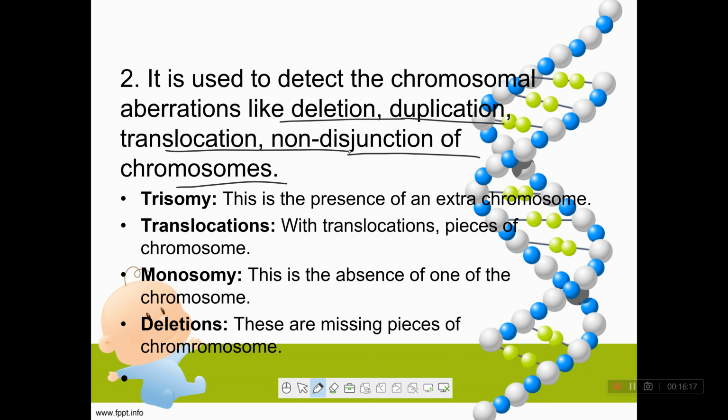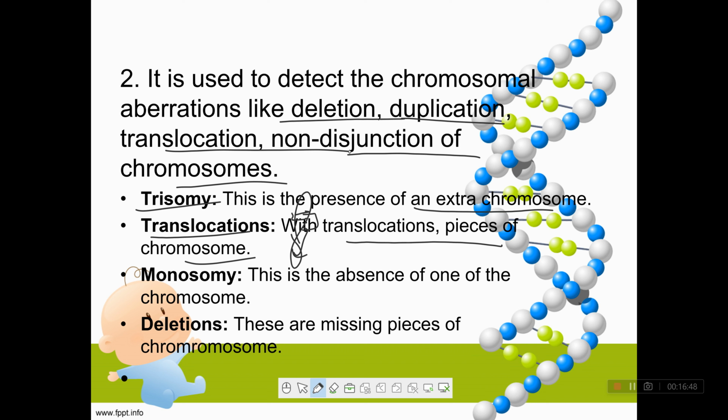There are many types of aberration, like trisomy, which means there is an extra chromosome present. Then there is translocation, where a piece of the chromosome, here this is the chromosome, is translocated to another place. There are two types of translocation, within the centromere or with the centromere. There are two types of translocation, right?